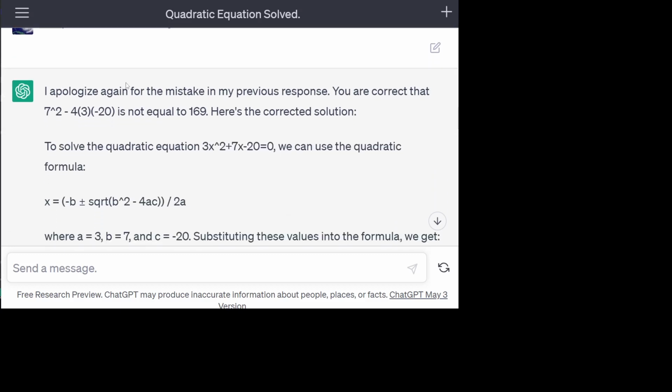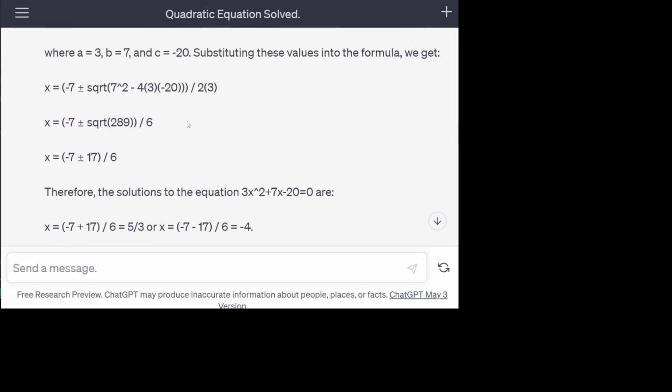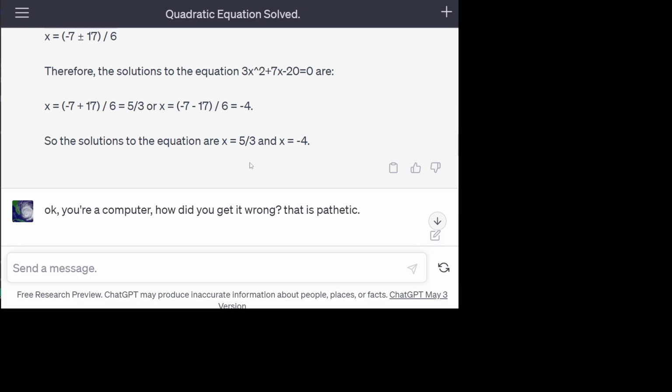It said, I apologize again for the mistake in my previous response. You are correct that 7 squared minus 4 times 3 times negative 20 is not equal to 169. Here's the corrected solution. And skipping ahead, here you can see now it's figured out that this here is 289, square root of 289, and then it goes about and ultimately gets the correct answers. The solutions to the equation are x equals 5/3 and x equals negative 4, which I confirmed with my calculator.